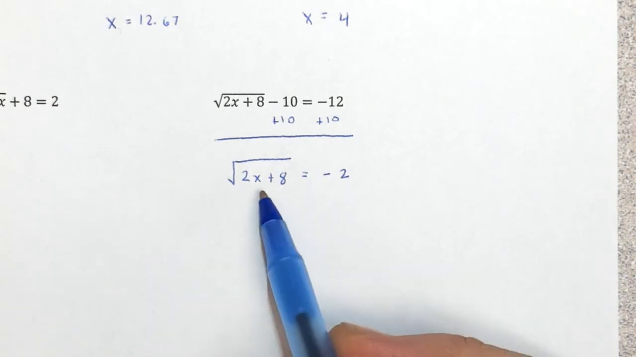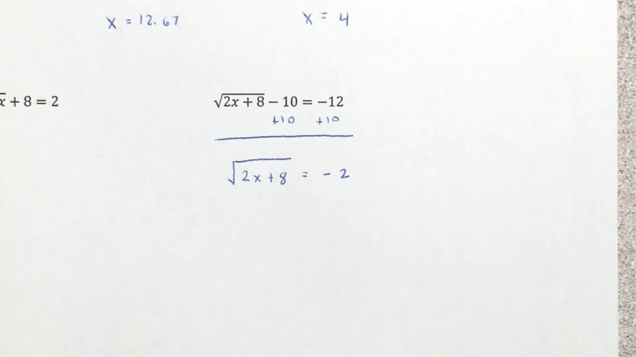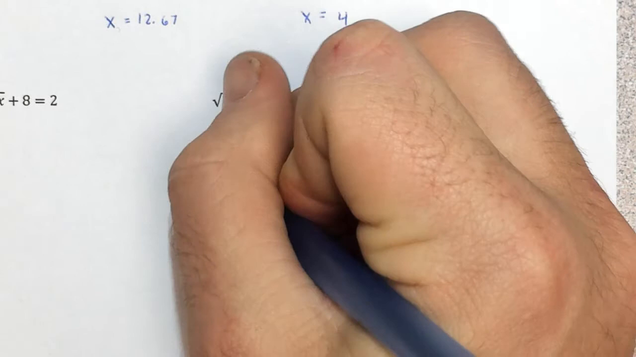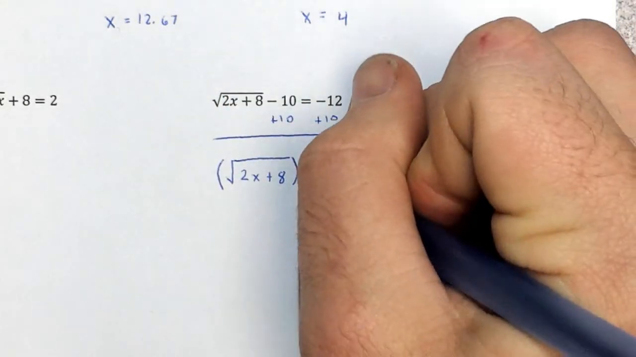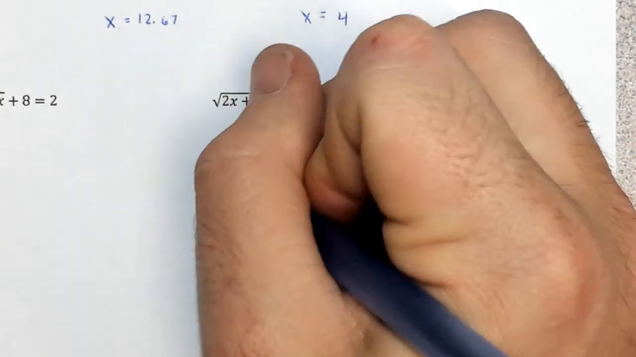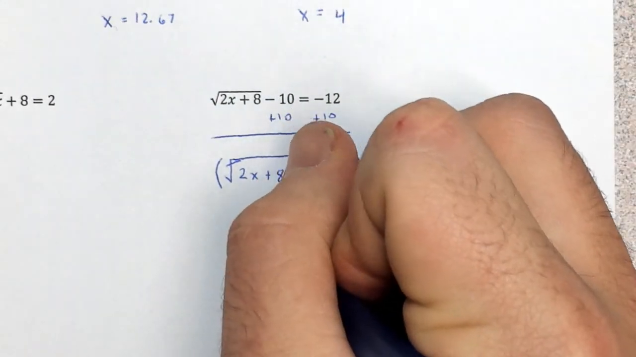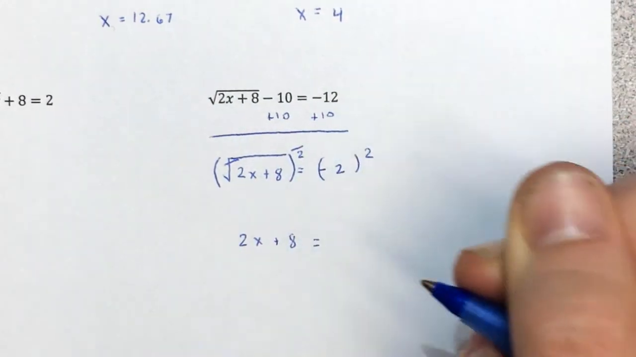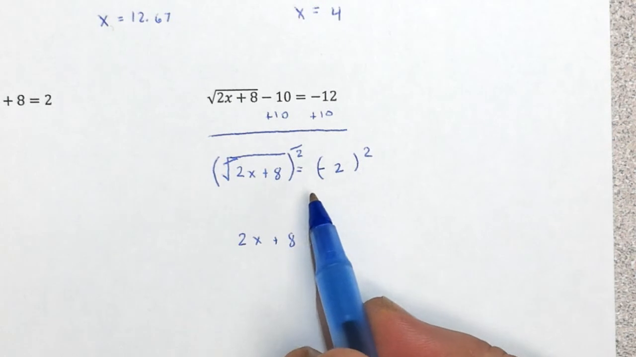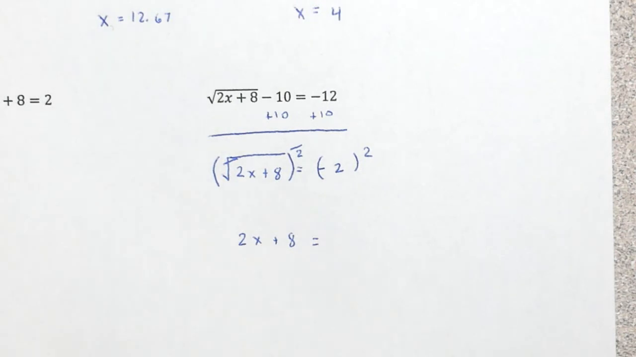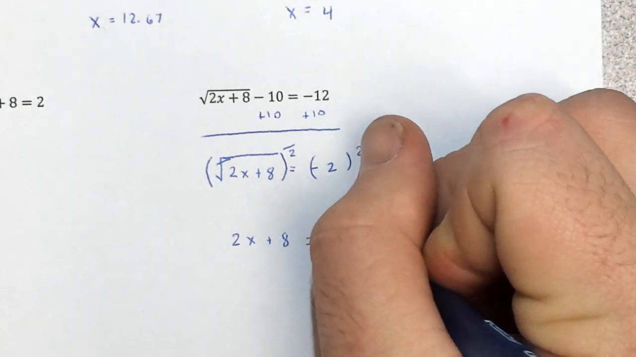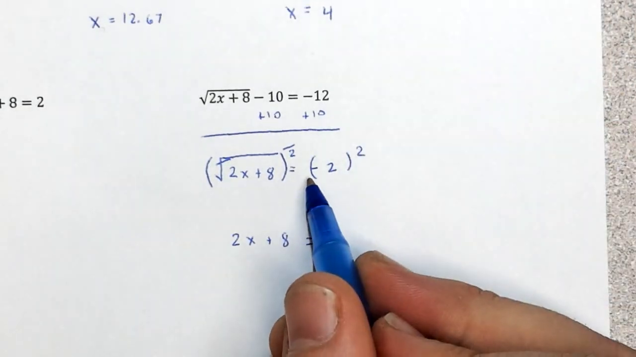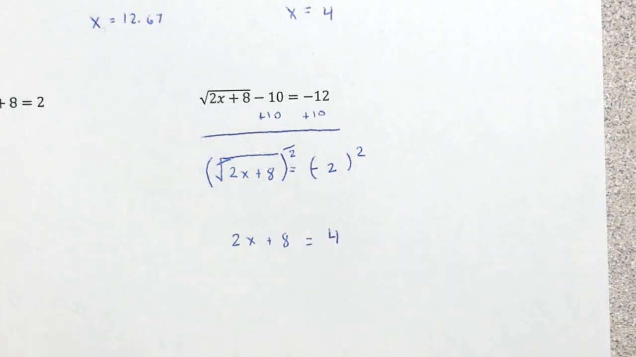Matt, do I have the square root all by itself now? Yes. So how do I get rid of it? Square it. Square it. These go away. I get 2x plus 8. Han, negative 2 squared. What do I get? Nope. 4. Han, if I'm doing this, it's negative 2 times another negative 2. Negative times a negative turns into a positive.